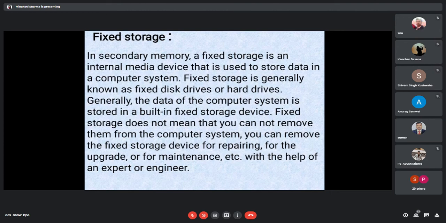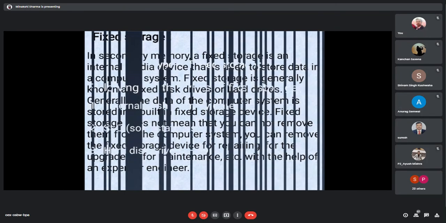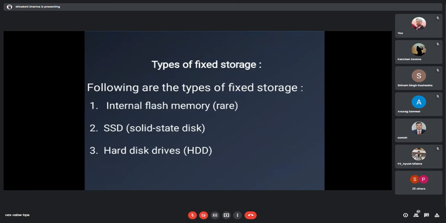Fixed storage does not mean that you cannot remove it from the computer system. You can remove the fixed storage device for repair or maintenance with the help of an expert or an engineer. There are types of fixed storage devices. The first ones are internal flash memory, SSD (solid state disk), and hard disk drives.